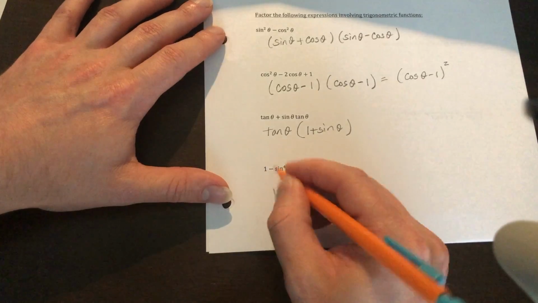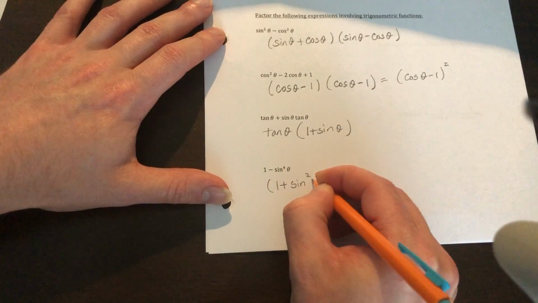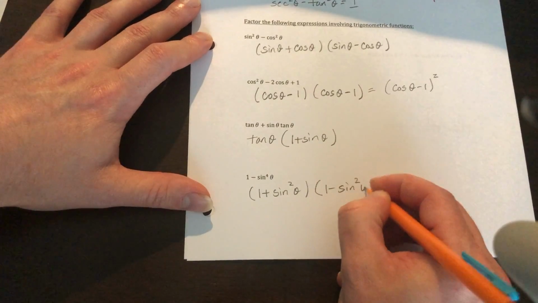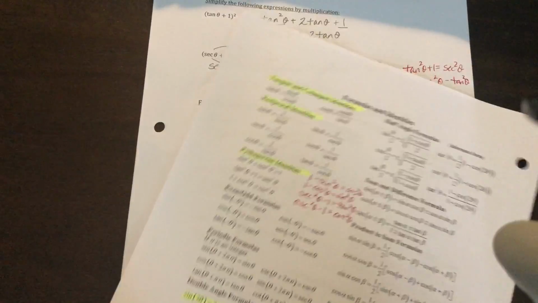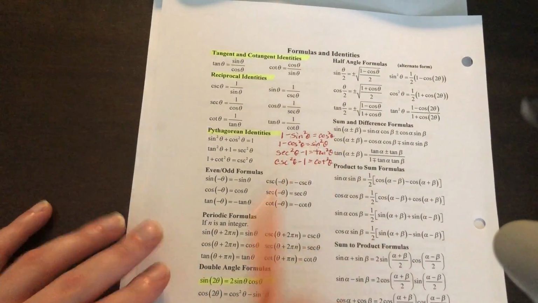Okay, so this is difference of squares too. So it's going to go to 1 plus sine squared of theta times 1 minus sine squared of theta. Now we should know from our identity sheet that 1 minus sine squared is equal to cosine squared.